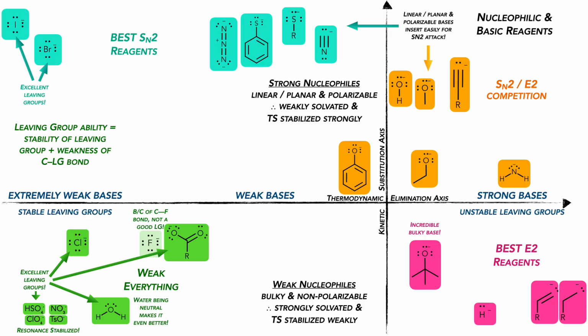Finally, bottom left has weak nucleophiles and weak bases. These are inert reagents for both SN2 and E2, so they mostly represent excellent leaving groups, not reagents.